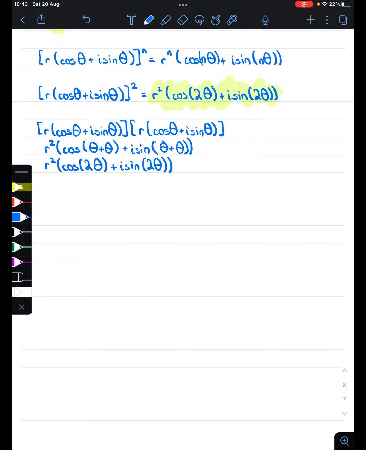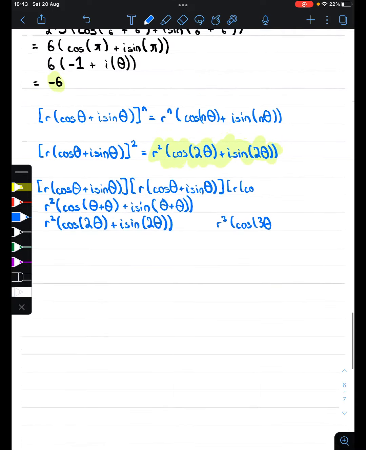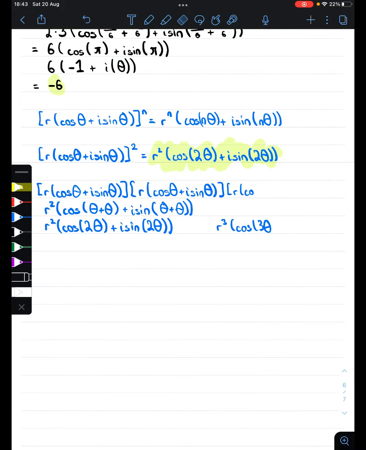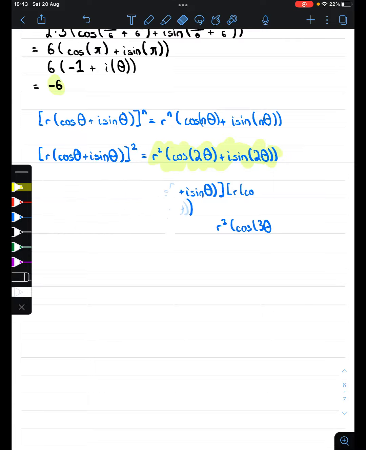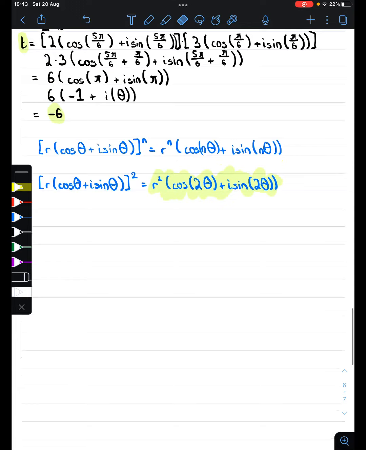And you can imagine if there were more products, let's say it was a cube, there was another one here, then we would just get r cubed times cosine 3 theta. And this is where de Moivre's theorem comes from. So that's just a little bit of extra info as to how this multiplication method relates to de Moivre's theorem.